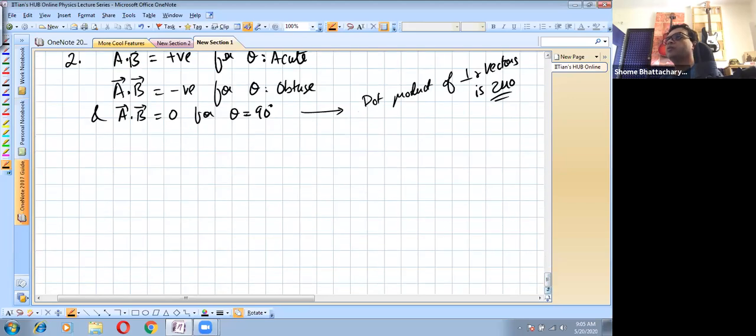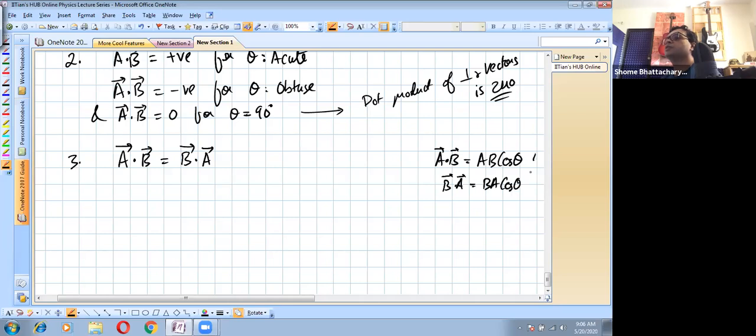Now, another important property, I'll give you time to note down, don't worry, is that A dot B equals B dot A, which is obvious from the definition. Because A dot B by definition is AB cos theta. And likewise, B dot A by definition would be B into A, but into cosine of the same angle. So they have to be the same. So in other words, this is what we call a commutative property. It is a commutative operation.